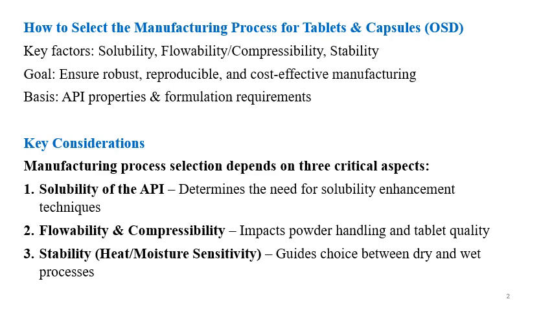Now come to the key considerations. Manufacturing process selection depends on three main parameters: solubility of the API, flowability and compressibility, and stability, whether the API is stable to heat, moisture, and solvents. Solubility of the API determines the need for solubility enhancement techniques like use of super disintegrants, use of surfactants, and use of modern techniques like solid dispersion.